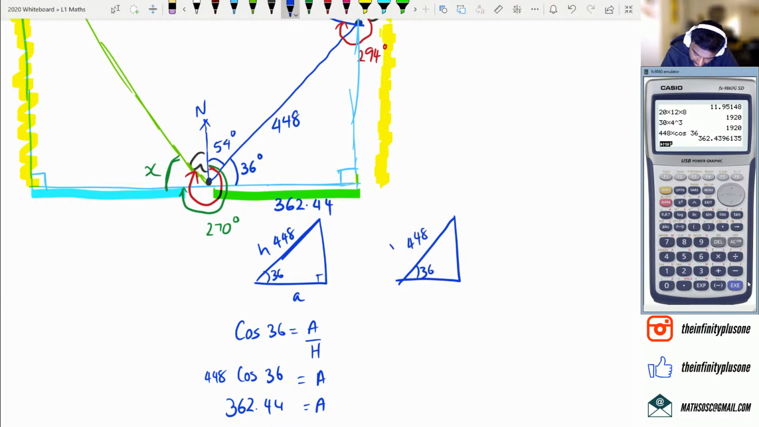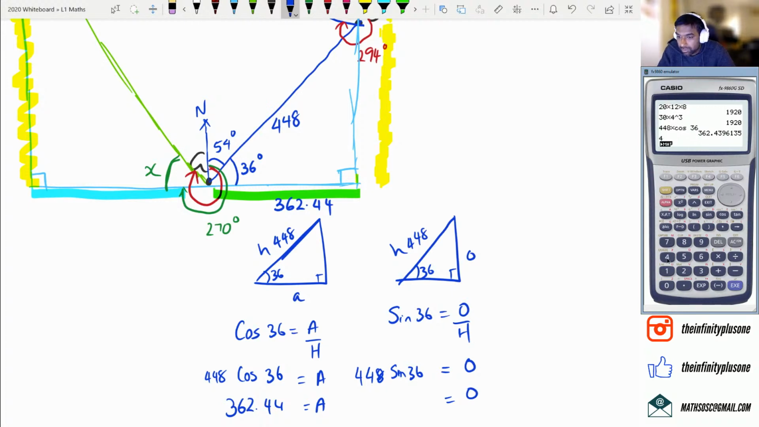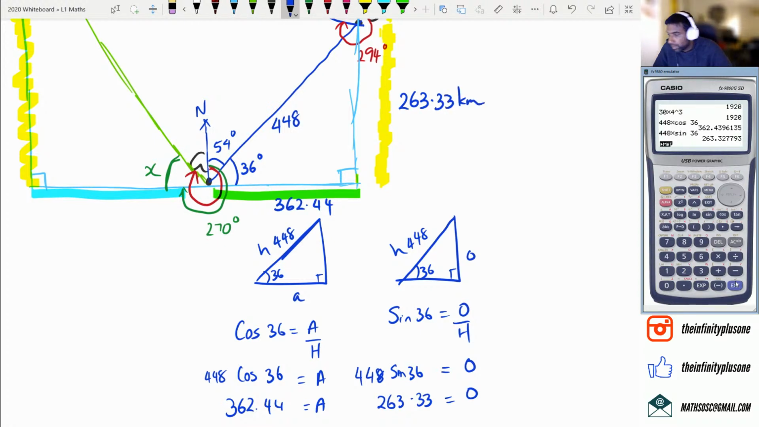So I've got 448, which happens to be hypotenuse. That's going to be opposite. So I've got sine of 36 equals opposite over hypotenuse. So opposite is equal to 448 times sine 36. So 448 times sine 36 gives me 263.33. So now I'm going to put that as this distance here. Are we okay with what I've actually done so far?